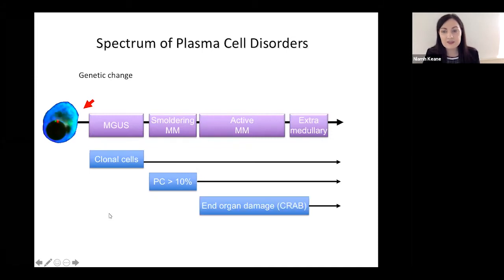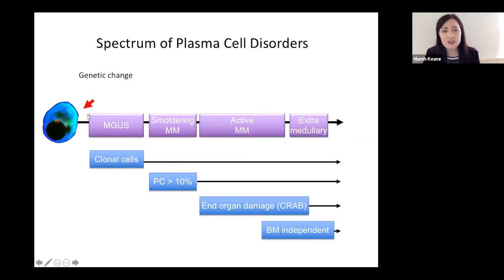When we see evidence that the plasma cells and the paraprotein are causing damage to the patient's organs, we say that they have active multiple myeloma, and we refer to the CRAB criteria for this, that is hypercalcemia, or high calcium in the blood, renal damage or kidney damage, anemia where your red blood cells are low, or bone damage. And much later in the course of disease, the plasma cells can actually become independent of the bone marrow and travel outside of it, and we call that extramedullary disease.